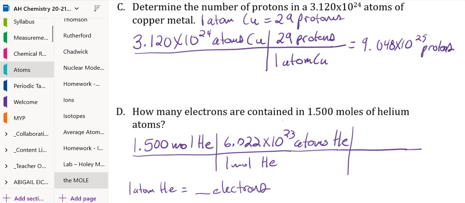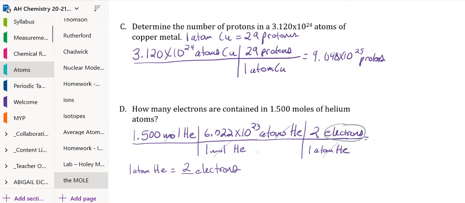So the conversion factor between atoms of helium and electrons is 1 atom of helium contains how many electrons? 2. So now I can say 1 atom of helium contains 2 electrons. And then moles, atoms of helium cancel out, leaving number of electrons. So how many significant figures should my answer have? 4.